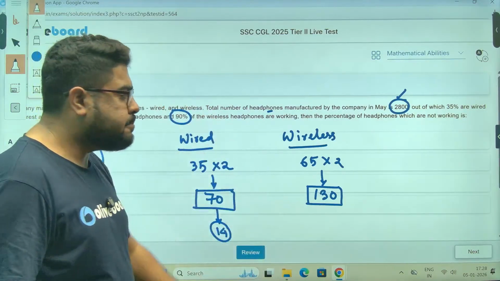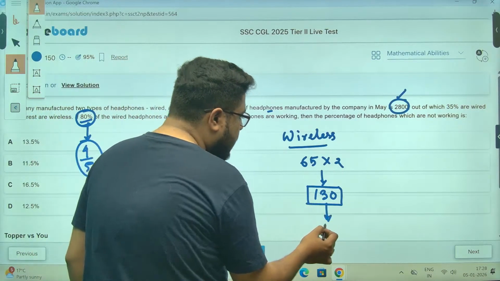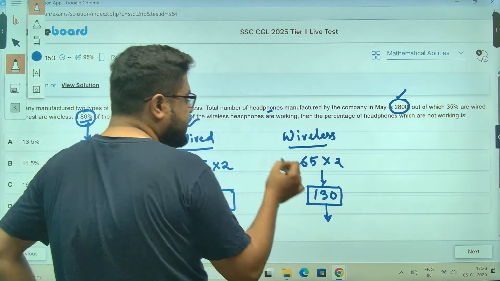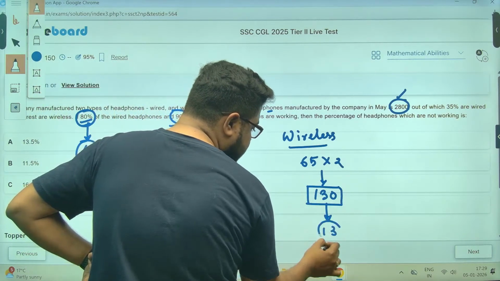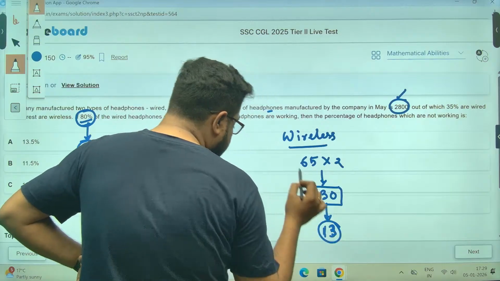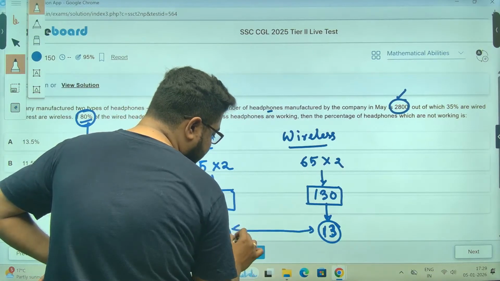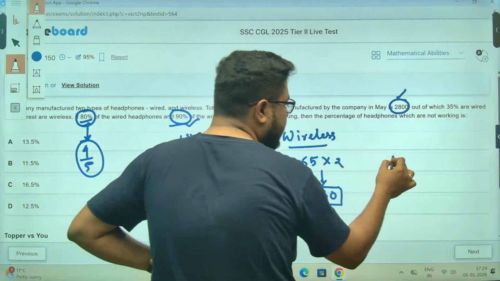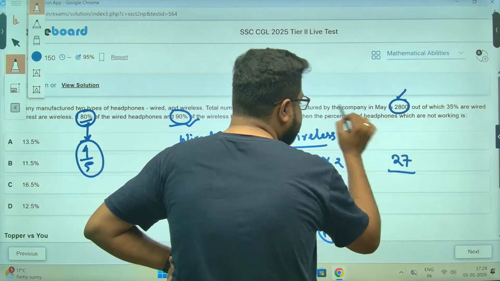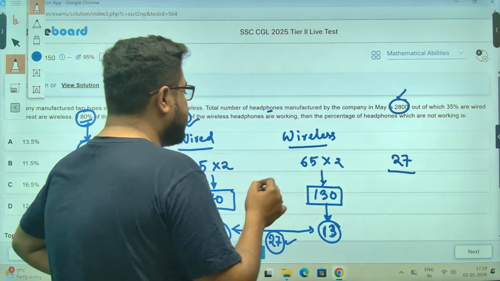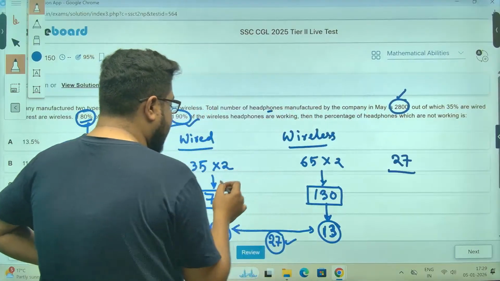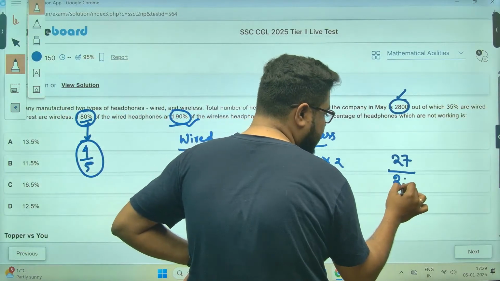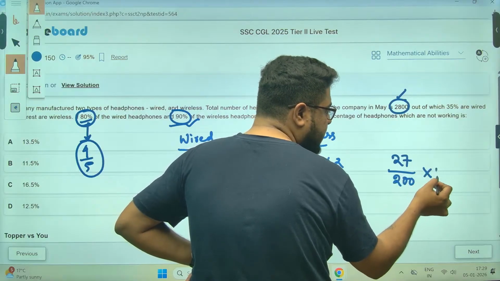1/5 of 70. Similarly, sir, over here, 90% working, meaning 10% doesn't work, meaning 13 doesn't work, sir. So total 14 and 13, 27 headphones are not working, sir. Out of how many? Because I need percentage. Again, don't take 2800. I have taken 70 and 130, meaning 200, sir. Out of 200, this doesn't work.